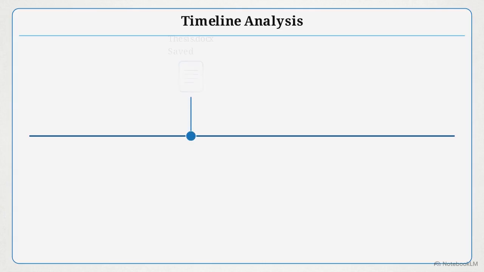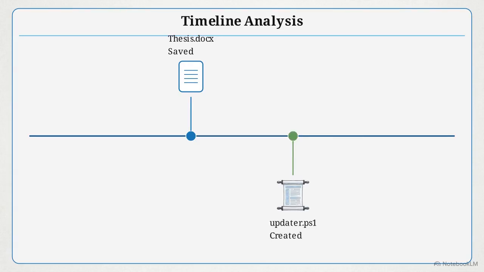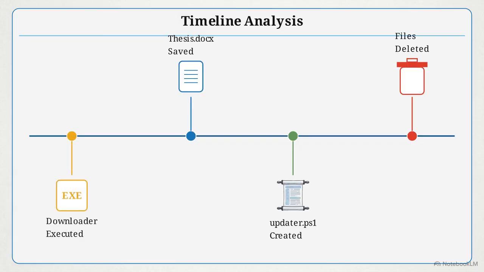Seconds after the student saved their work, a new file appeared, a PowerShell script called updater.ps1. Immediately after the script was created, the system recorded the deletion of both the thesis and the script itself. Correlating this timeline with web artifacts reveals the entry point. Shortly before the script appeared, the student downloaded an executable file disguised as a free textbook downloader.